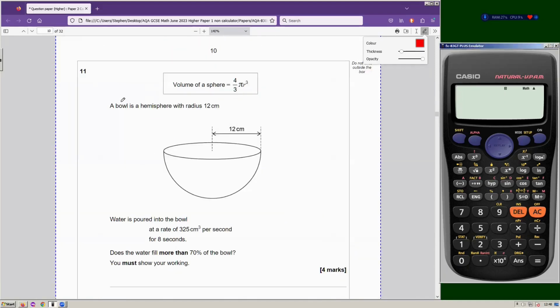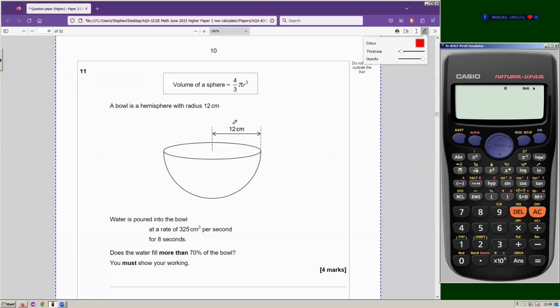Question 11. A bowl is a hemisphere with radius 12 centimetres. Volume of a sphere is 4/3 pi r cubed. Water is poured into the bowl at a rate of 325 centimetres cubed per second for 8 seconds. Does the water fill more than 70% of the bowl? You must show your working.